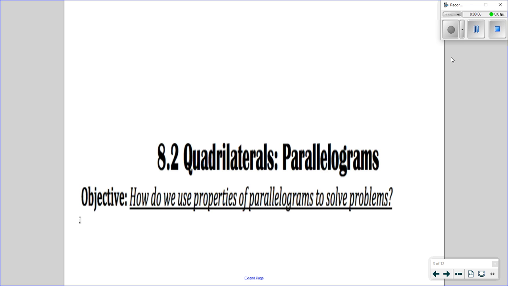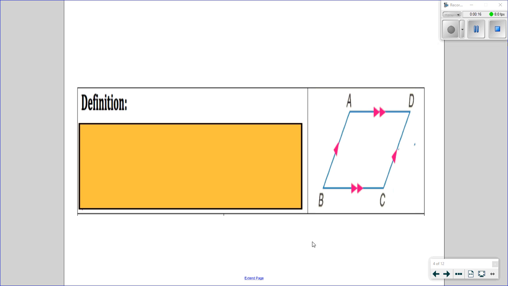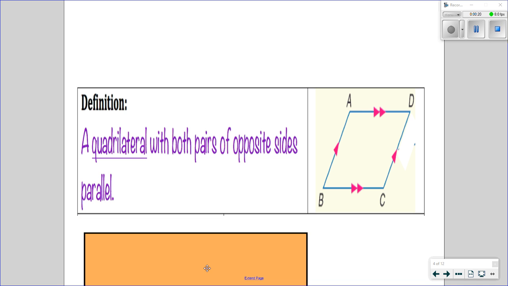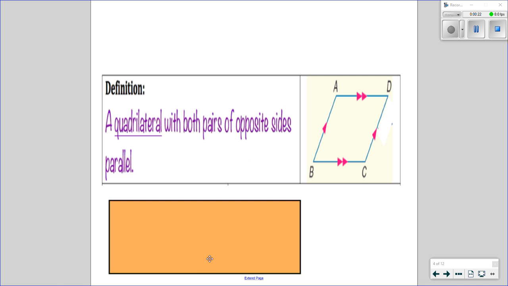We're going to be dealing with quadrilaterals and in that section, parallelograms. The objective is how do we use properties of parallelograms to solve problems? Before we go in depth with it, we need to know the definition. So the definition of a parallelogram is a quadrilateral with both pairs of opposite sides that are parallel. So AD is parallel to BC and AB is parallel to DC.